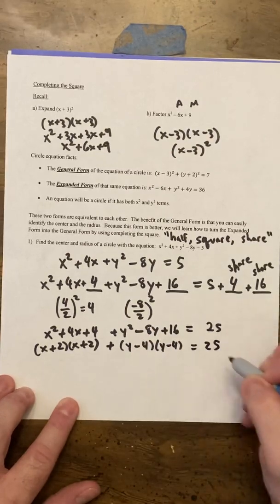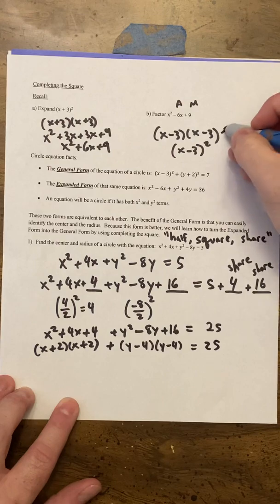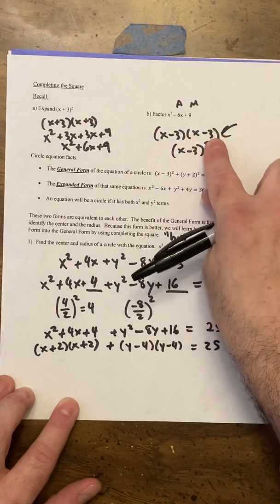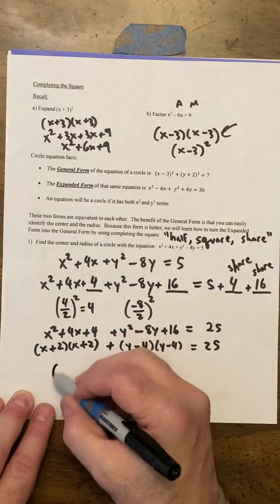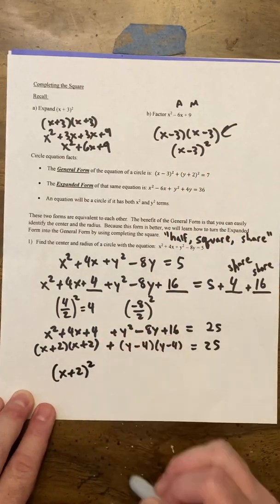That equals 25. But remember up here, when we factored this, x minus 3 times x minus 3, we could write it as x minus 3 squared. Well, we could write this as x plus 2 squared.